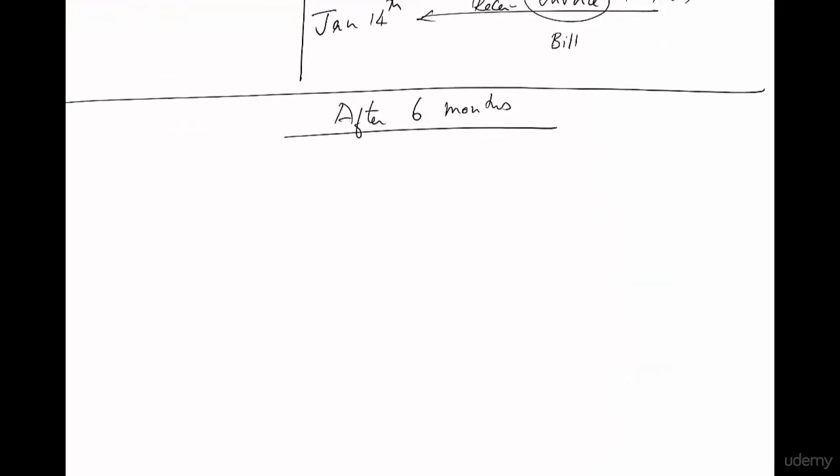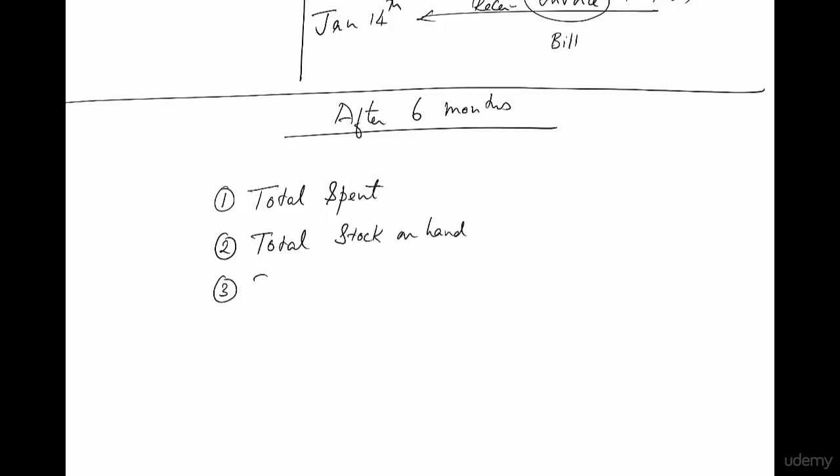Say after 6 months, I want to find out how profitable I am. So I want to understand how much I have spent in total. So total spent. I also want to understand the total stock on hand. I want to understand the totals spent or paid per month, meaning how much I spent in the month of January, how much I spent in the month of February, March, so on and so forth.